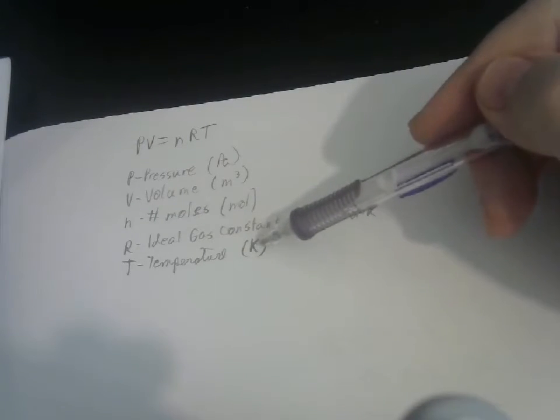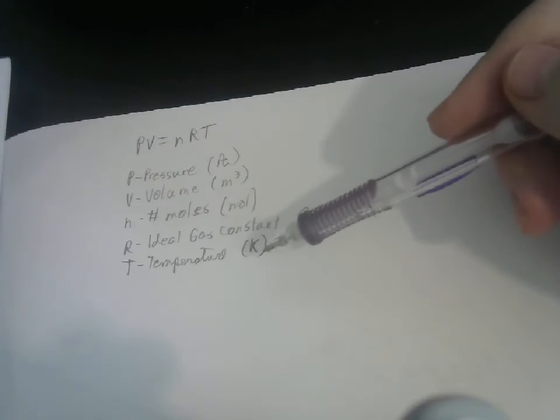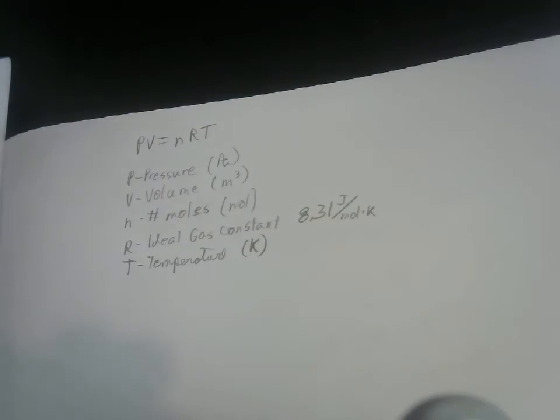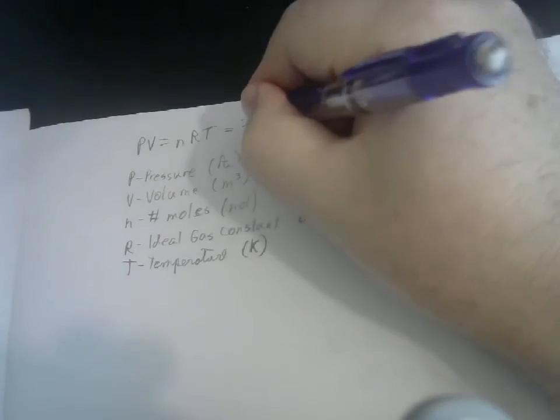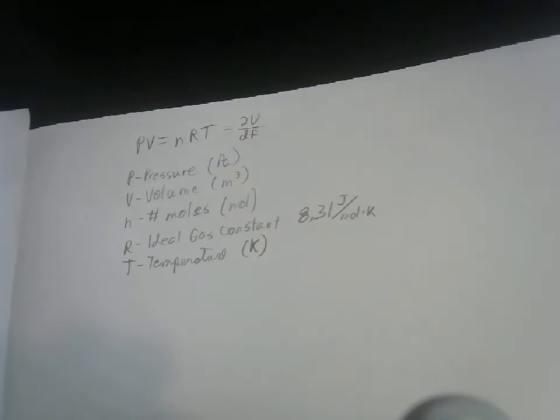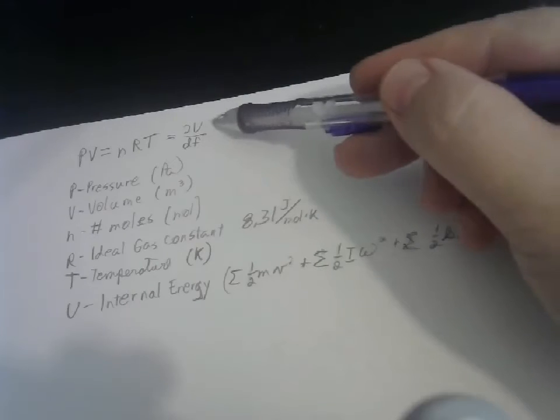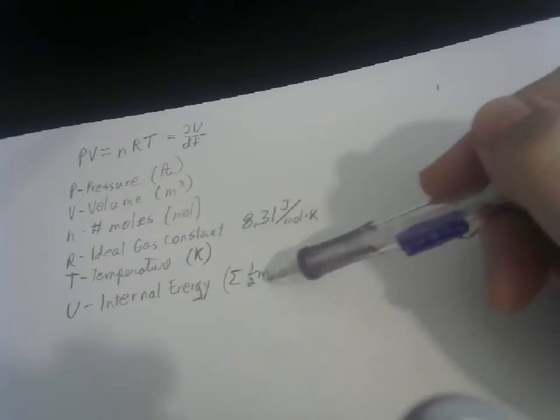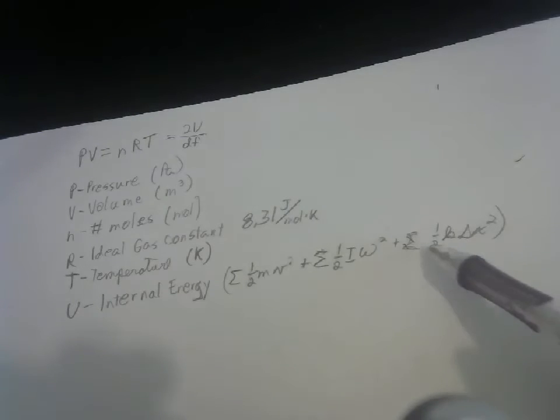This is the absolute temperature, so 0 represents a complete stop, no molecular energy in the gas, no kinetic energy in the gas. I will soon be adding another part of this that goes 2U over dF. Essentially, the internal energy U includes a linear kinetic energy part, a rotational kinetic energy part, and an elastic energy part.